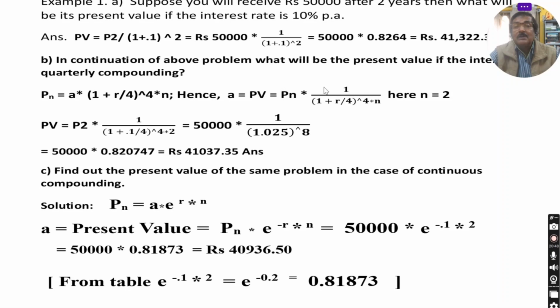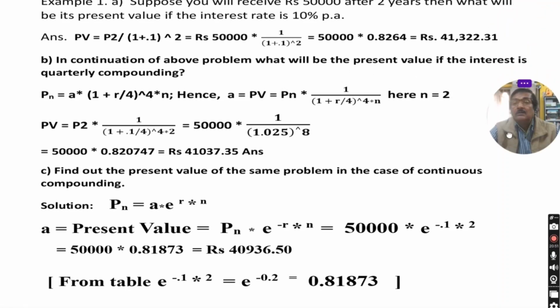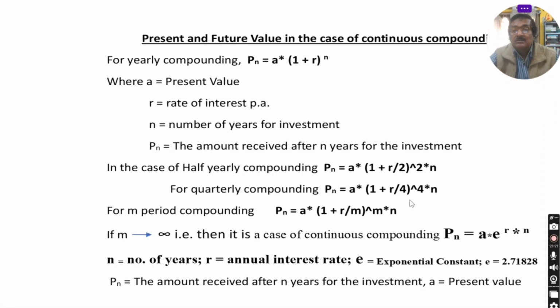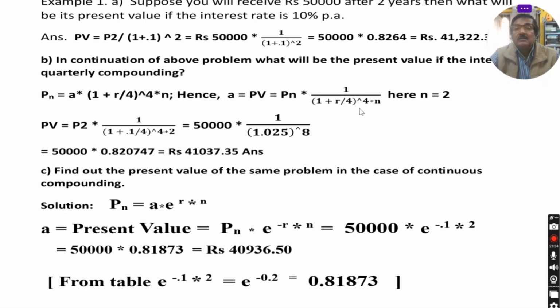In continuation of the above problem, what will be the present value if the interest is quarterly compounding? Quarterly means 4 parts. After every 3 months, it is being compounded. Then what will be the amount? Pn is equal to A, the present value, into 1 plus R divided by 4, to the power 4 into N. Just now I have discussed the formula; this is the application only. The interest rate is 10% given.